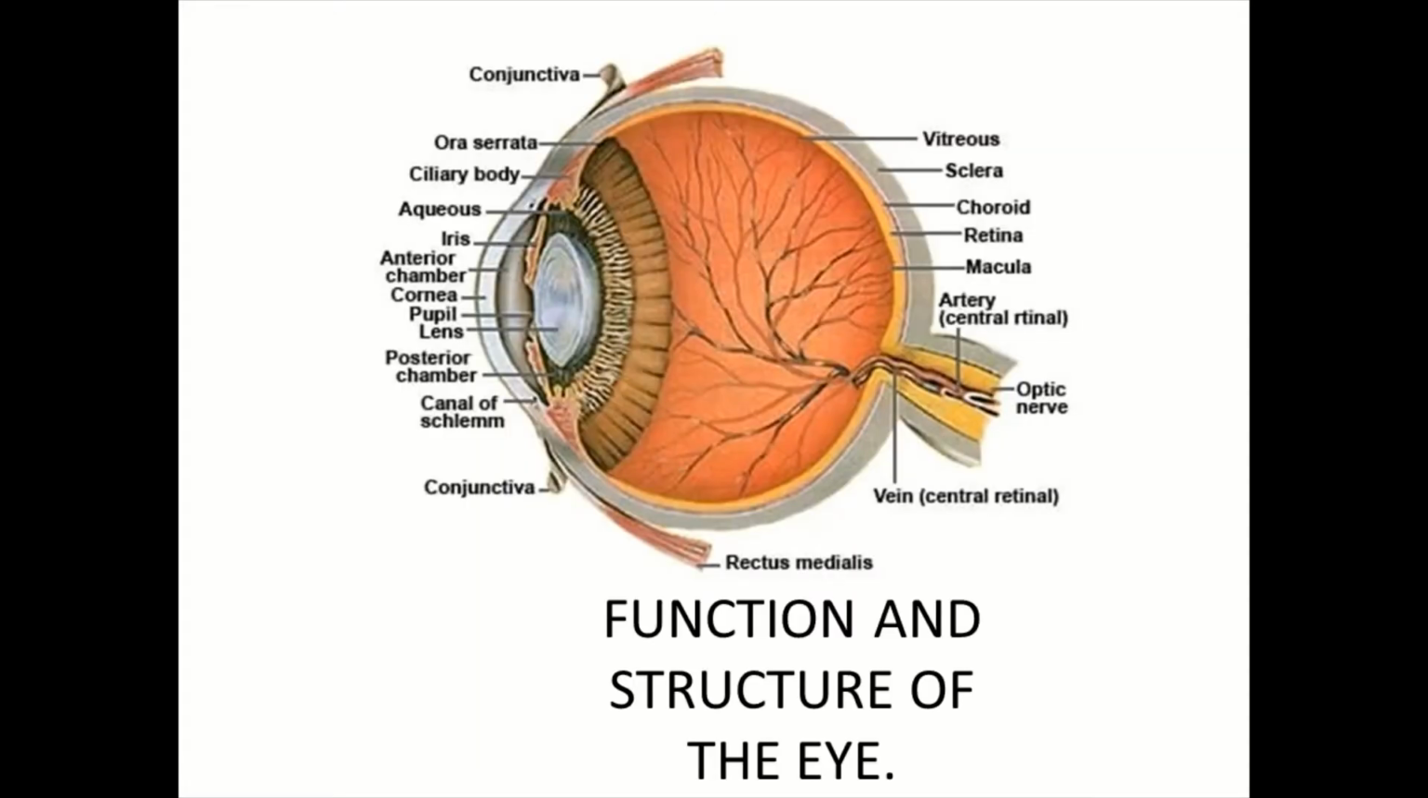Let's look at the function and structure of the eye. There are various structures like conjunctiva, ora serrata, ciliary body, aqueous, iris, anterior chamber, cornea, pupil, lens, posterior chamber, canal of Schlemm, conjunctiva, vitreous, sclera, choroid, retina, macula, the artery, artery of central retina, optic nerve, vein of central retinal vein, and rectus medialis muscle.